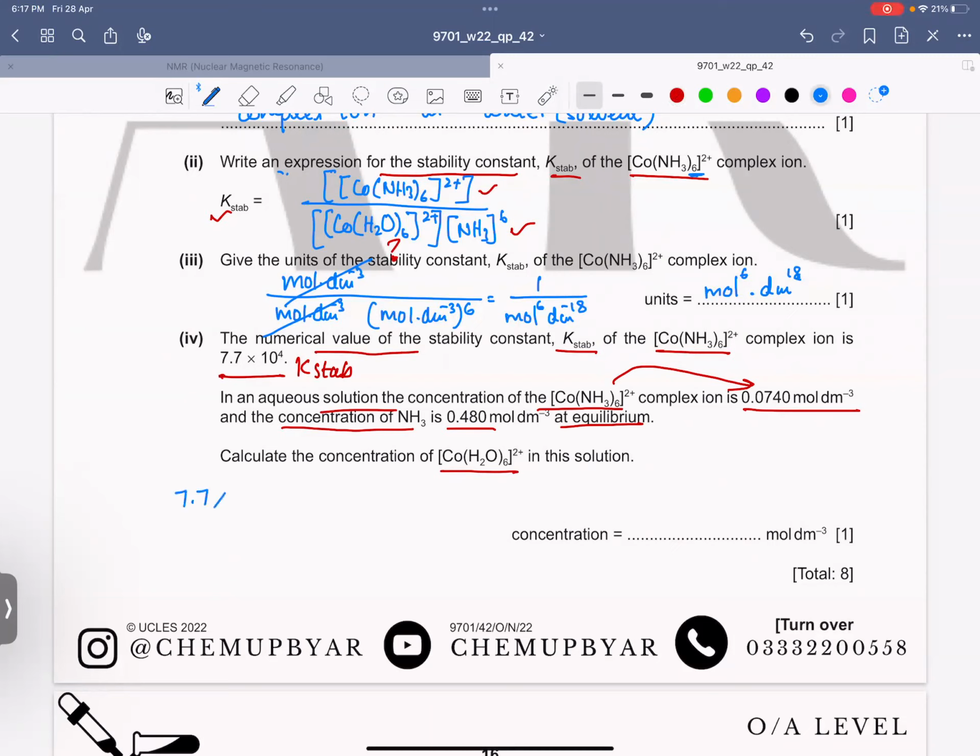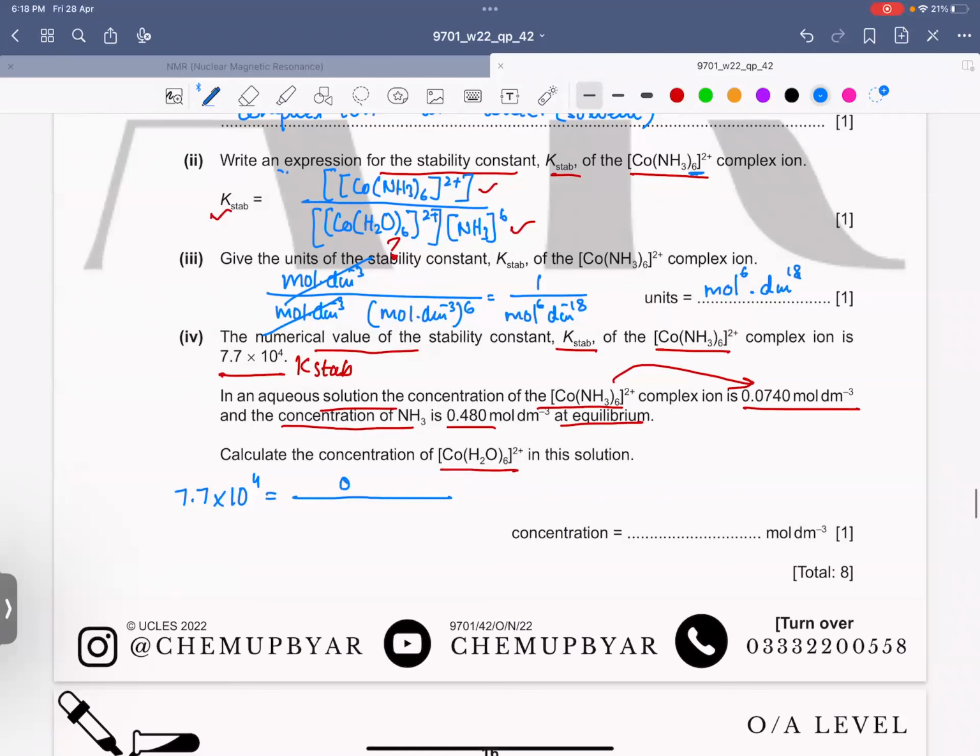K stab is 7.7 exponent 4, equals concentration of hexaamine cobalt complex, 0.0740, divided by x that I have to find, multiplied by 0.480 raised to the power 6, because it's raised to the power 6. So if you find x, x would equal 0.0740 over 7.7 exponent 4 times 0.480 raised to the power 6.